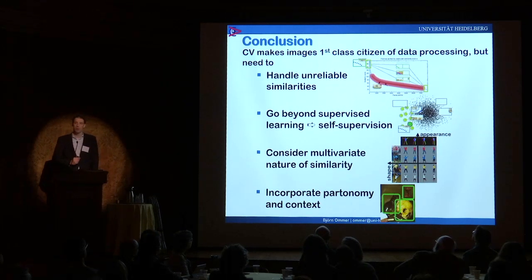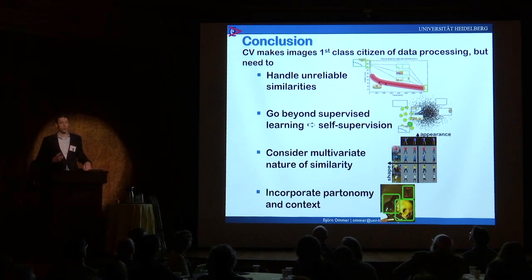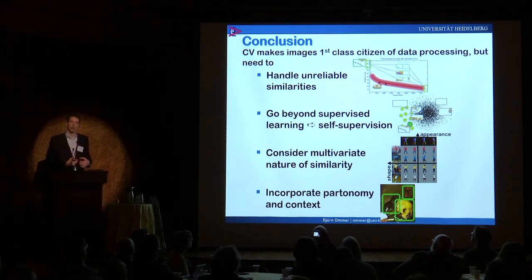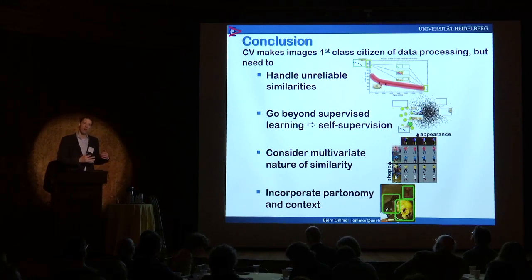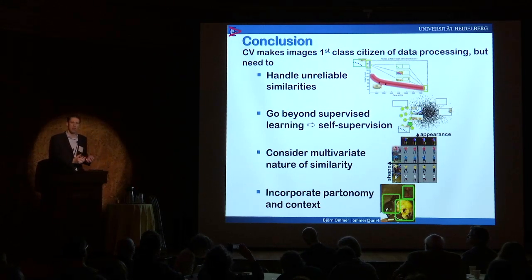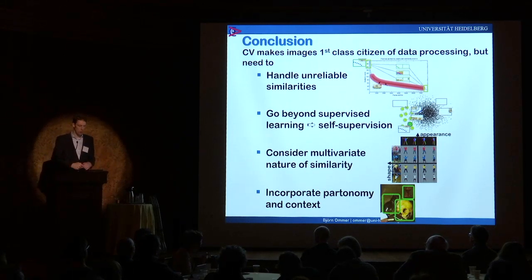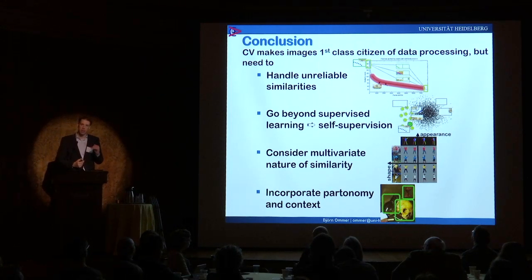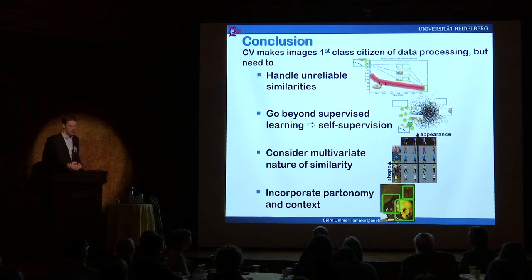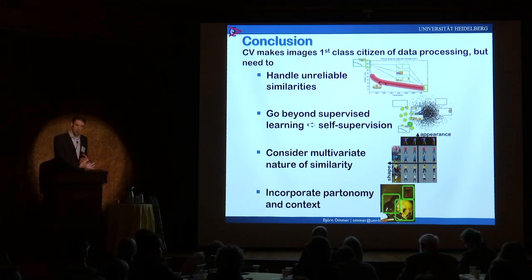So let me wrap up. I think computer vision has great potential for turning images into what can be called first-class citizens of data processing, much like what we are now pretty happily using with text. So text, you type in Google, you search, you analyze that, and so on. For images, similar abilities are still somewhat lacking, but computer vision has the potential to get us there. However, with just the off-the-shelf methods, you can come quite a way.